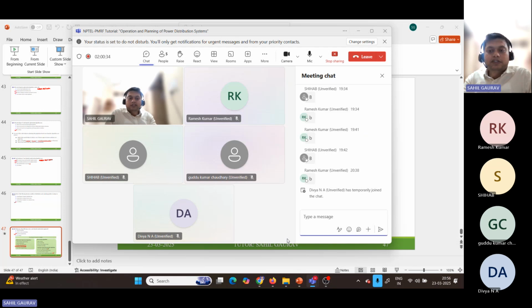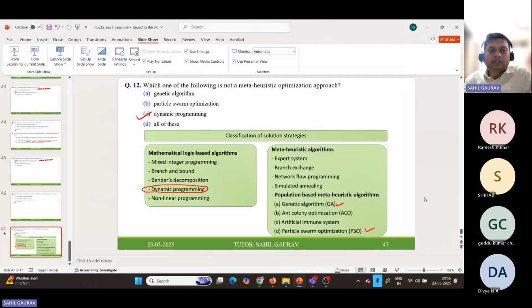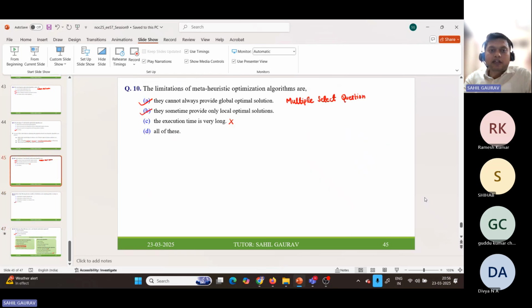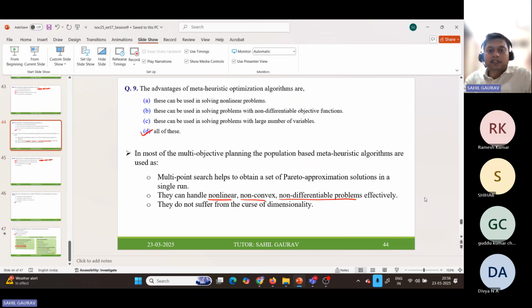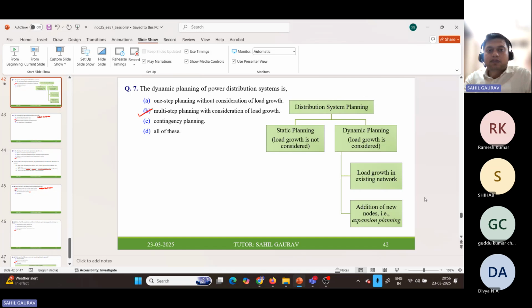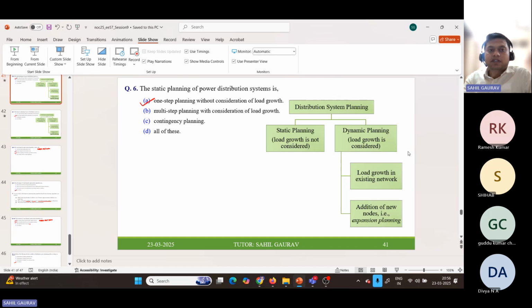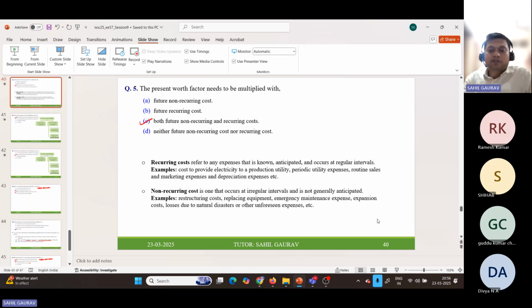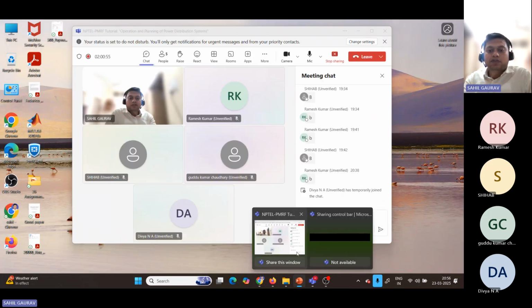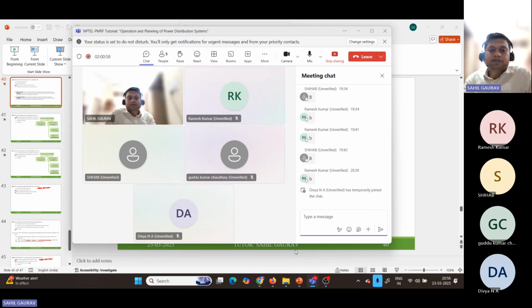But the questions are easier. You just go through these slides that I have provided you. You will find that many problems are similar in the current assignment, and many problems are directly asked, like this problem, dynamic planning of power distribution system. I think this question is very similar. These are very helpful for solving the current assignment, for your better understanding.